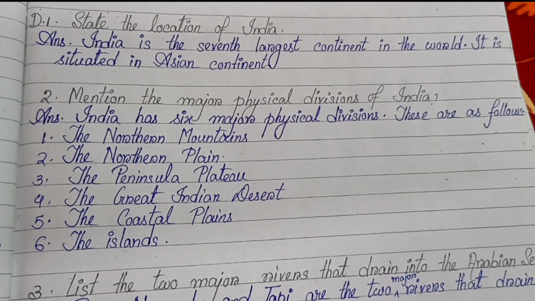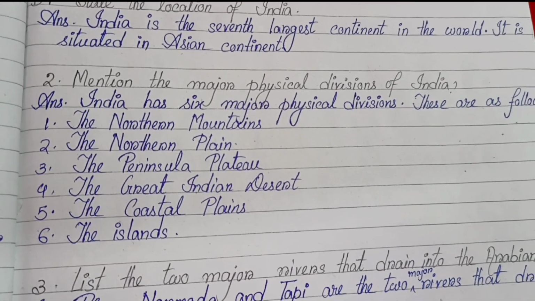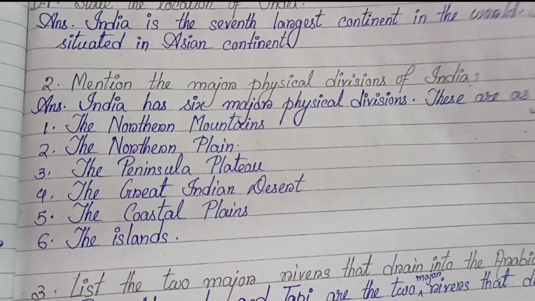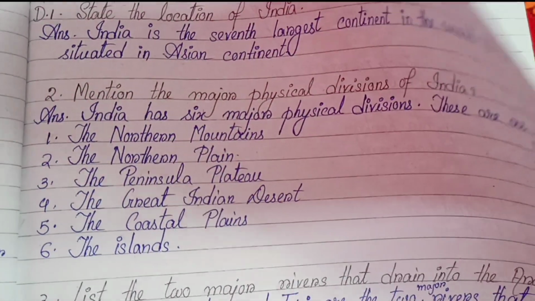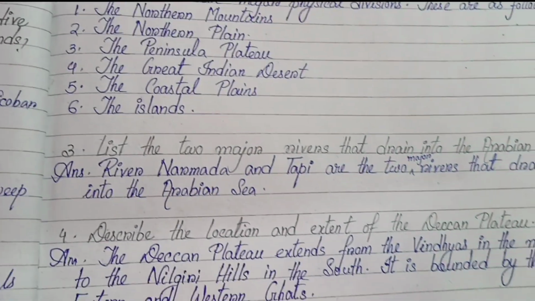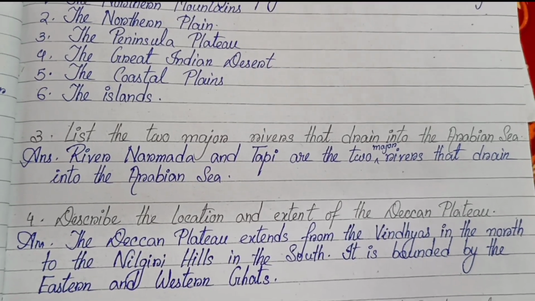These are as follows. Number 1, the northern mountains. Number 2, the northern plains. Number 3, the peninsular plateau. Number 4, the Great Indian Desert. Number 5, the coastal plains. Number 6, the islands. Number 3, list the 2 major rivers that drain into the Arabian Sea.